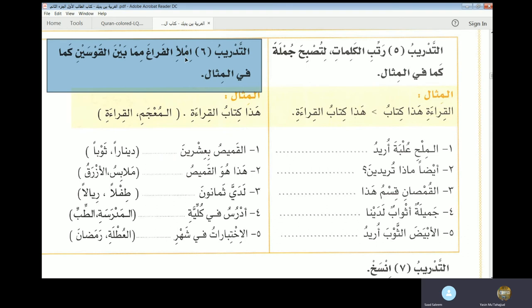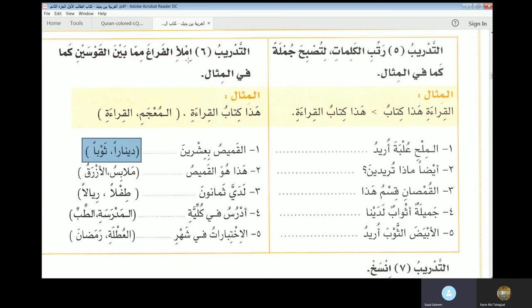Fill the blanks. Using the word which is between the two brackets, like in the example. Okay. So what will you write here?